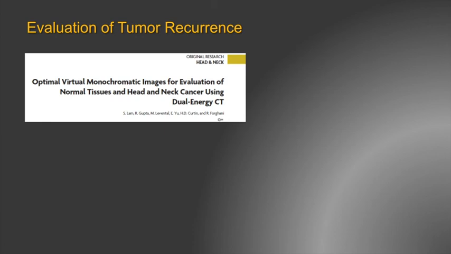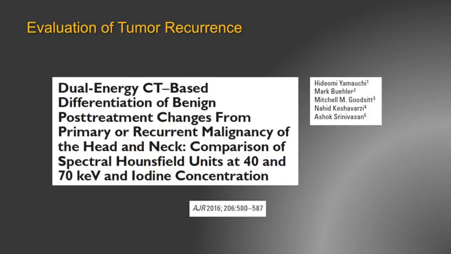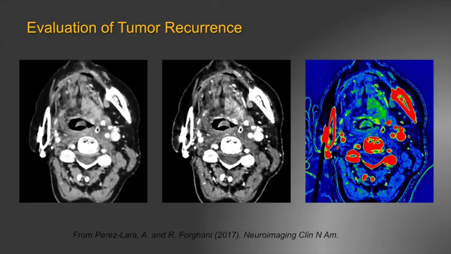When it comes to application of low-energy VMIs, not only are they useful for evaluation of primary tumor, they have also been shown to be useful for evaluation of tumor recurrence. This includes a study from our colleagues in Michigan that formally evaluated tumor recurrence, demonstrating that 40 kV VMIs, in addition to iodine concentration on iodine maps, could be used to improve discrimination of tumor recurrence from post-treatment changes and non-tumoral tissues.